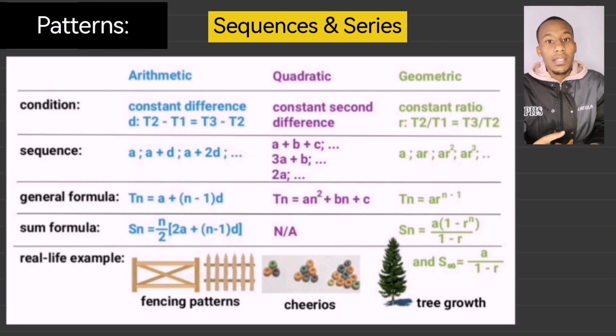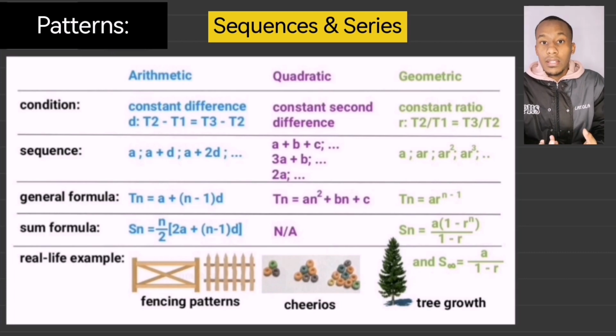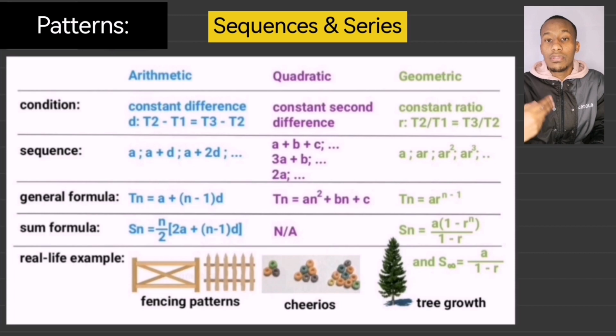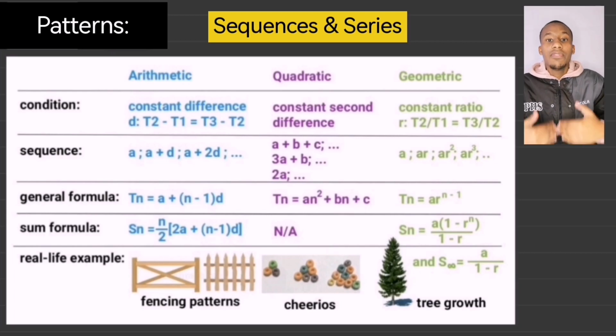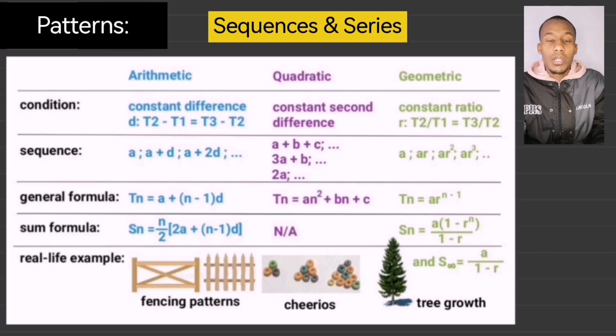So if the first term is a, the second term would be a plus d, because you have to add a difference. And the third term would be a plus two differences, so 2d. And then so on and so forth. Eventually when you get to the 10th term, it will be a plus 9d. And so to be even more general with that, the general term would be a plus one less difference, so a plus (n minus 1)d. Now there's also a sum formula. You can have a look at the formula that's shown below, the n over 2 bracket 2a, etc. And then there's also a real life example of where we might encounter these patterns in our daily life.